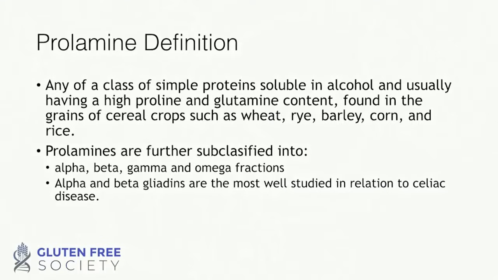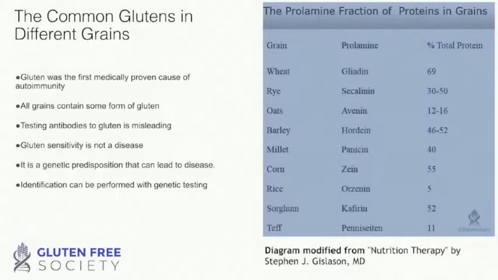So again, think of prolamines as this big family of proteins. They're gluten proteins, but they're subdivided into alpha, beta, gamma, and omega fractions. And it's the alpha gliadin, or the alpha prolamine, that is generally recognized as a major contributing factor in celiac disease. So hopefully that is giving you some information to walk away with.